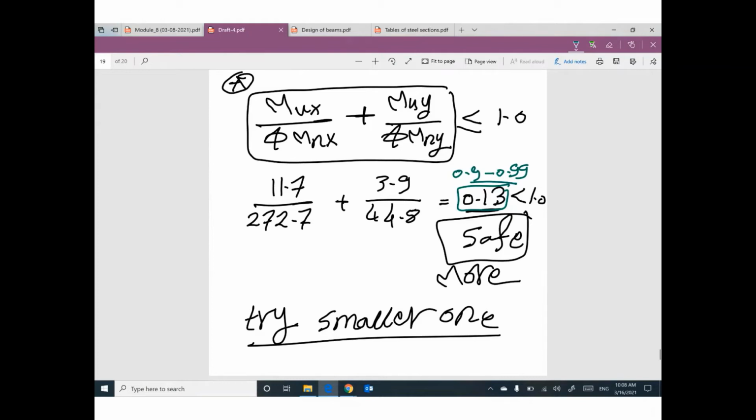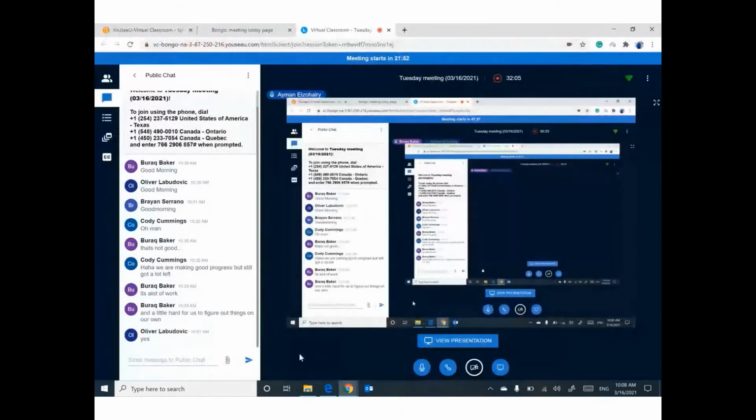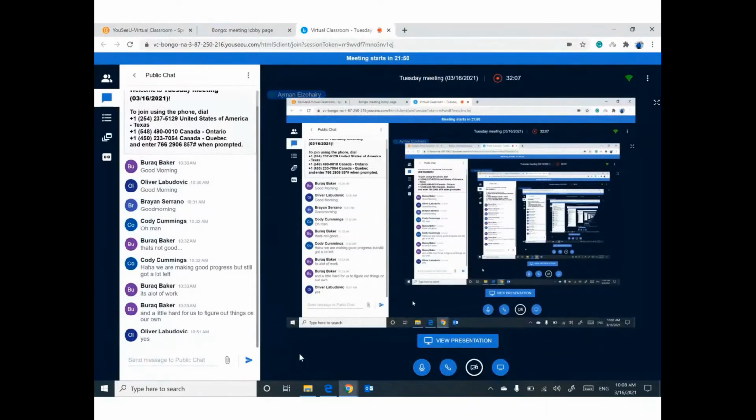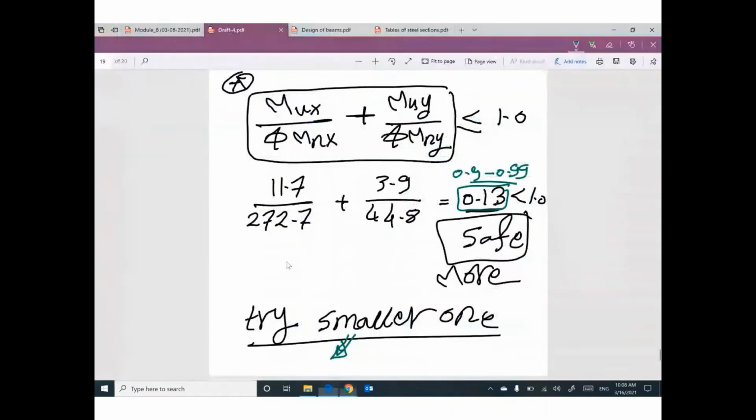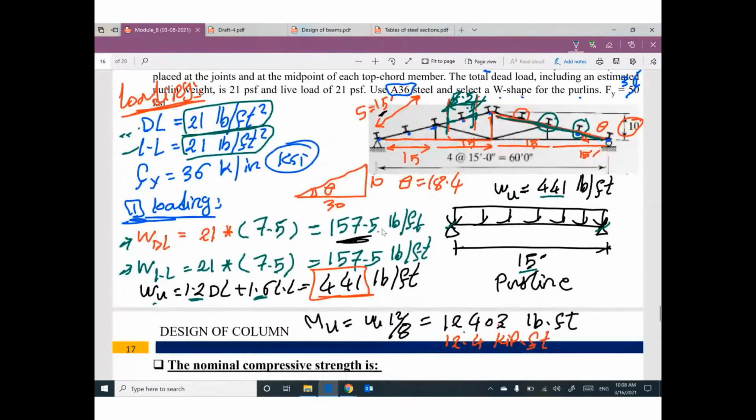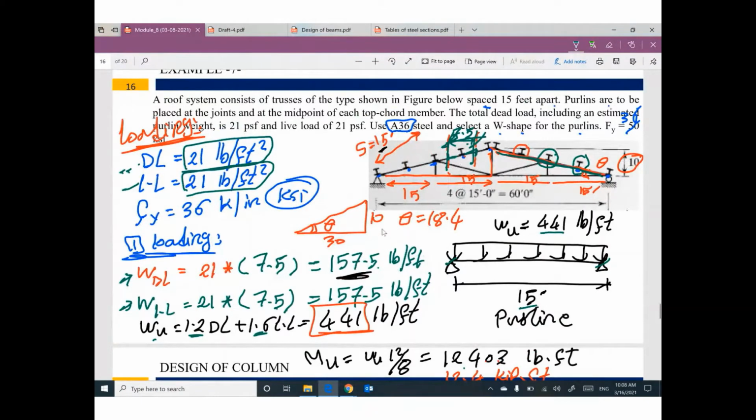In your exam, in your homework, you don't need to repeat your calculation. If you are unsafe, we need to choose a bigger one. If you are more safe, you have to say we are safe, but we need to choose a smaller one. You don't need to repeat your calculation, just one trial is enough. Any question about this point? Guys, any question about design of purlin? It's very easy.